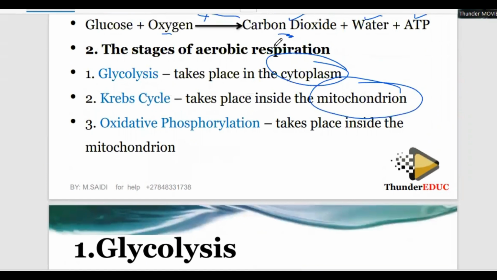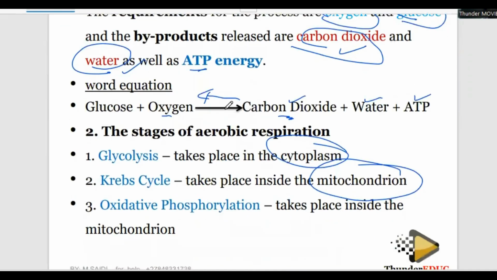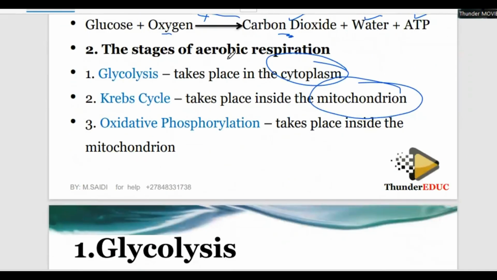Don't forget that last time we talked about the 3 stages involved in respiration, and here we are talking about aerobic respiration. Remember that respiration is divided into 2: aerobic respiration and anaerobic respiration. Aerobic respiration is whereby oxygen is used during the process of respiration, while in anaerobic respiration, oxygen must be absent.